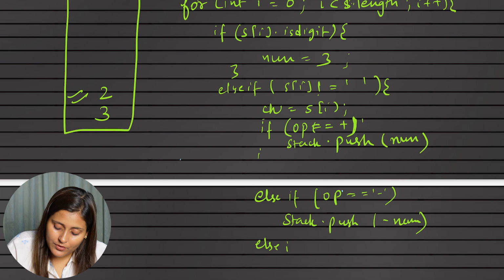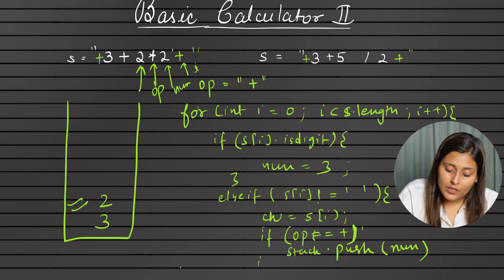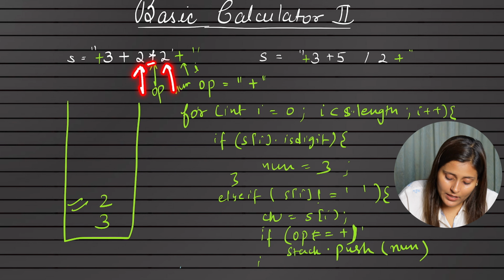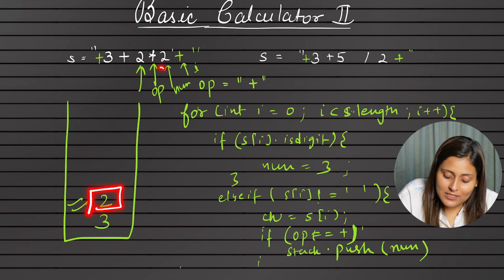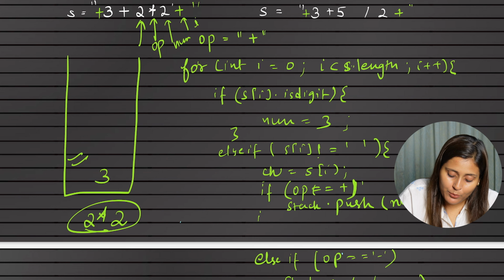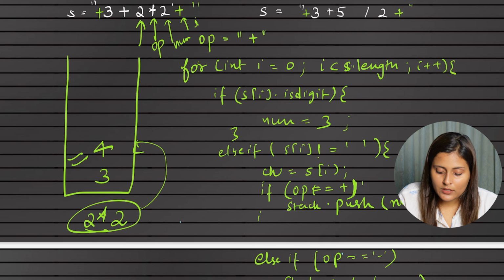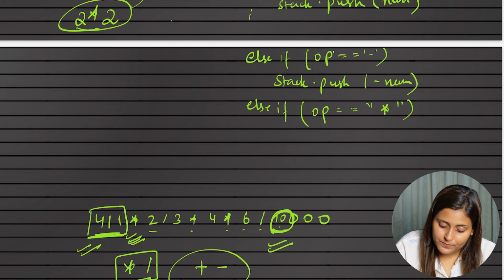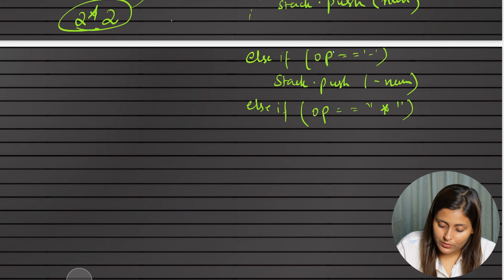That's why we'll write the next case. Else if the operator is equal to multiply, then what will we do? As you can see, this is multiply, this is in num, and this is present in the stack. So stack dot pop multiplied by this current num. We'll pop 2 from the stack, multiply by current num, and this 4 will be pushed in the stack. Yes, correct. Let me erase this for you.